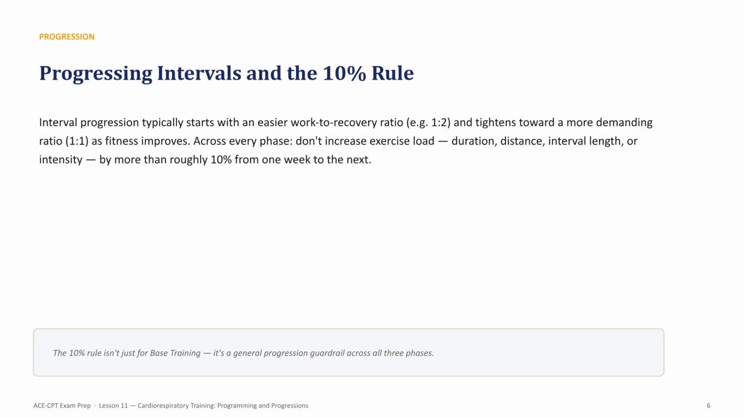And running underneath all of that, across every single phase, is the 10% rule. Don't increase any exercise variable, duration, distance, interval length, or intensity by more than roughly 10% from one week to the next. This isn't a base training only guideline. It's a general progression guardrail that applies across all 3 phases, every time you're deciding how much to add.